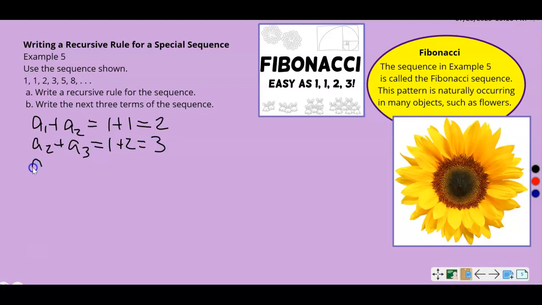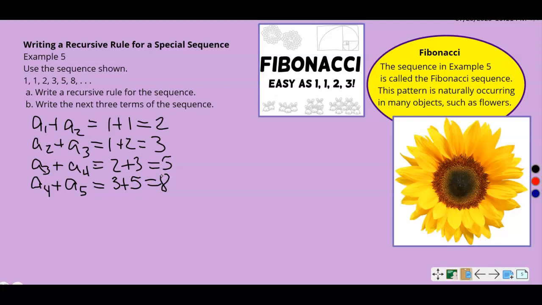So let's see what a3 and a4 look like. Our third term is 2, and our fourth term is 3. 2 plus 3 is 5. So we have determined a pattern. We can say our fourth term plus our fifth term: our fourth term is 3, the fifth term is 5. 3 plus 5 is 8. So we can see that that is where our sequence is coming from.